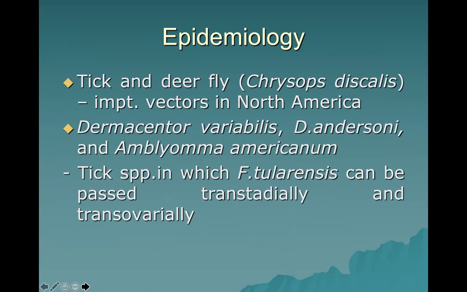America. The role of other vectors like ticks, Dermacentor variabilis, Dermacentor andersoni, and Amblyomma americanum are important tick vectors. Tick species in which Francisella tularensis can be passed transstadially and transovarially.